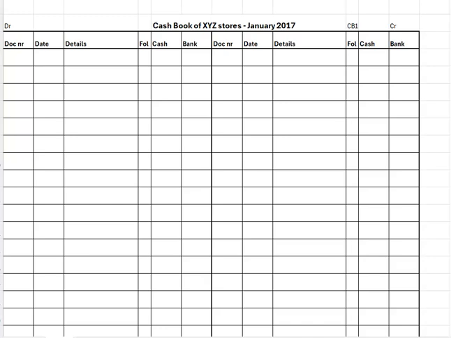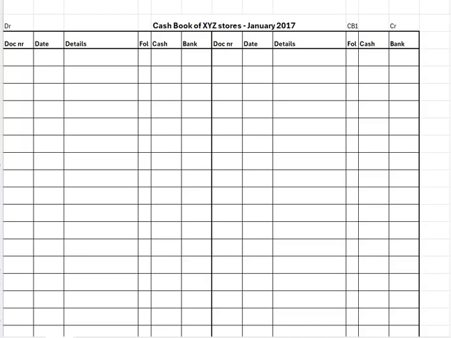Good day and welcome to our lesson in accounting. We're learning about the format and example of a cash book. We're going to discuss what a cash book should look like and what things we need to remember.